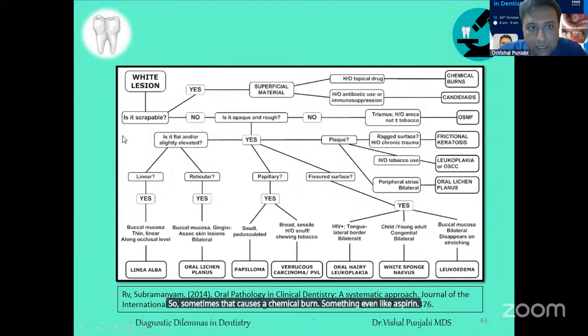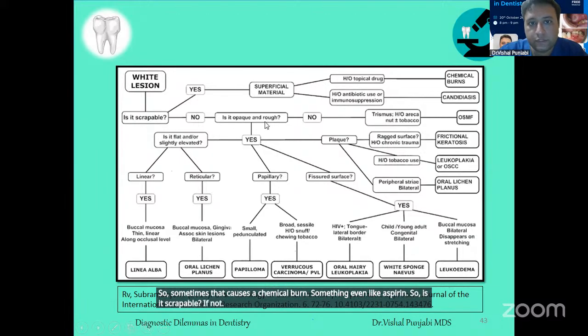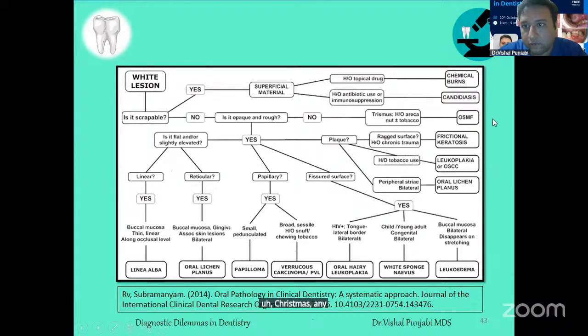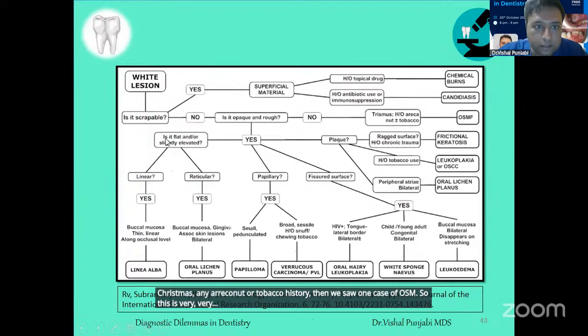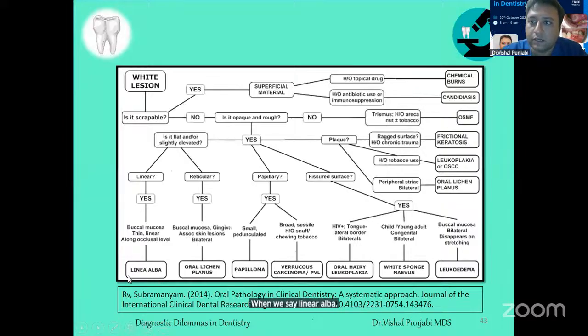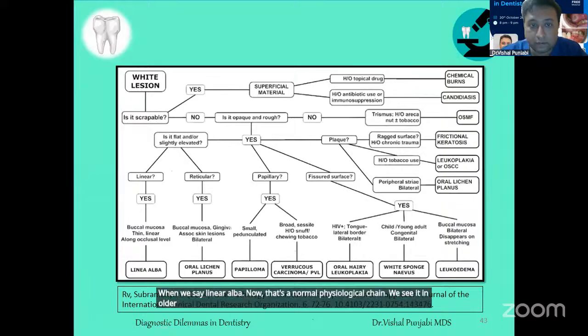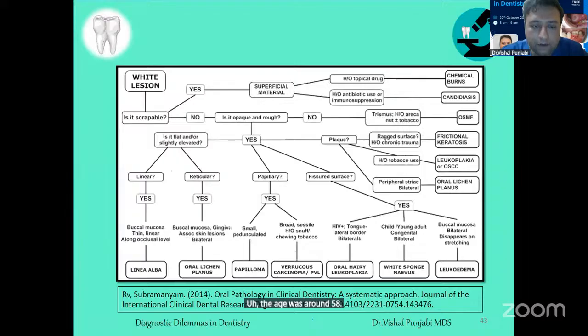But is it scrapable? If not, then is it opaque, rough, trismus, any areca nut or tobacco history? Then we saw one case of OSMF. So this is very, very informative, and you can understand and directly jump here. Even normal things like linea alba, that's a normal physiological change. We see it in older individuals. And since this patient was in the late 50s, the age was around 58, we could say it's not linea alba.